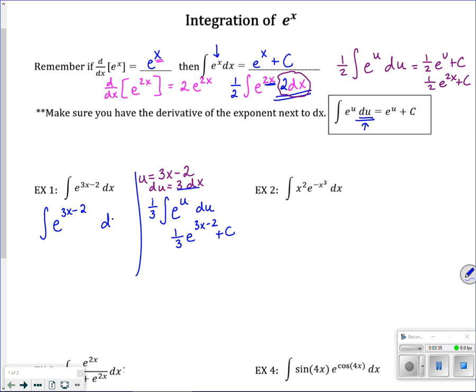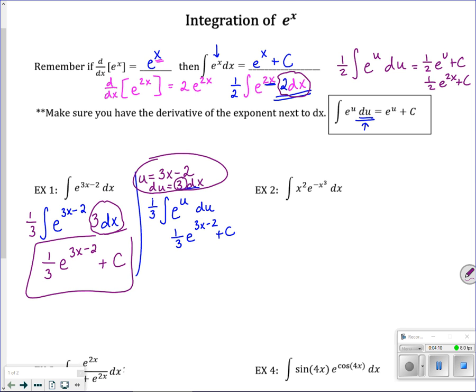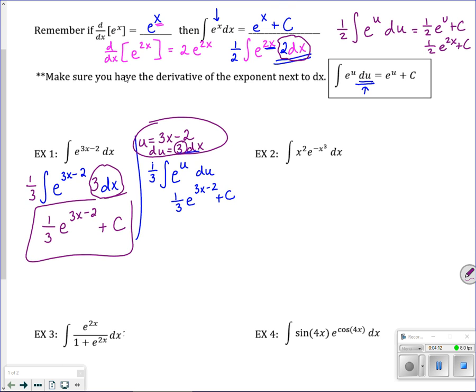You say to yourself, if I think about this piece, what do I have to have next to dx? I have to have the derivative of the exponent, which is 3. I don't have it, so I put it in, I take it out. This is my poofy cloud. I integrate the outer function, which is e to the something, and I get e to the something plus c, and I'm done. So whichever way you like, I want you to try example 2.